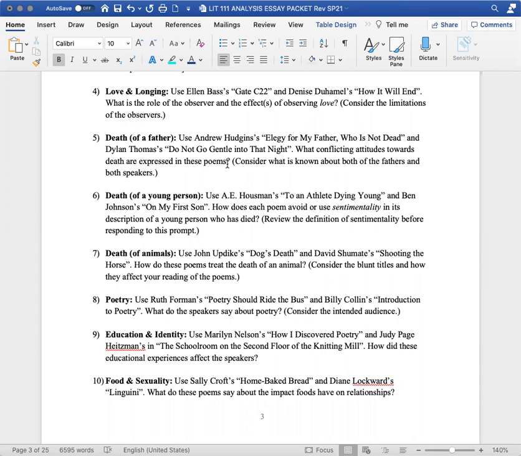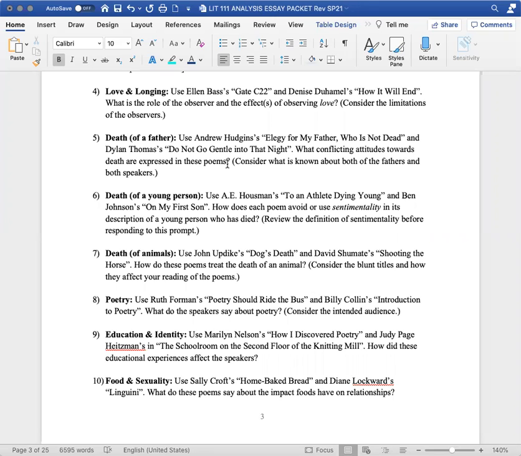All right, love and longing, number 4. So the difference between love and longing for love, right? Use Ellen Bass's Gate C22 and Denise Duhamel's How I Will End, which we discussed in class. We didn't discuss Gate C22 yet. But what is the role of the observer and the effect or effects of observing love?